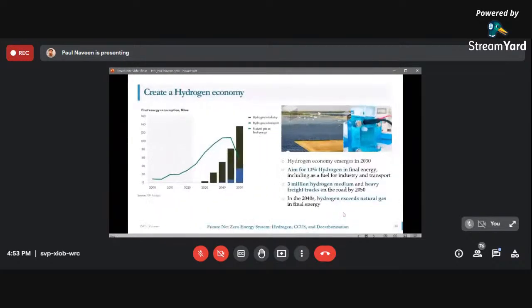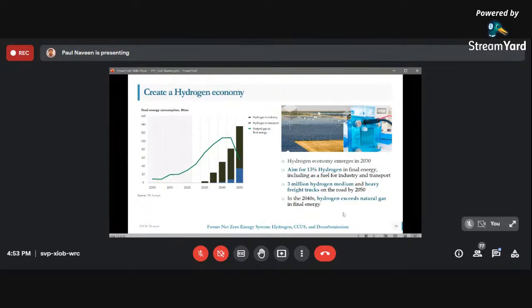So we know that the energy sector is going to increase. And you can also see in this graph that we can adopt a hydrogen economy. Down the line, hydrogen can be used as an alternative fuel to the fuels we use today, like hydrogen-fueled vehicles. In 2040, it is expected that 3 million hydrogen medium and heavy-duty trucks can be on the roads by 2050. So much progression is taking place towards this hydrogen economy, adopting hydrogen as an alternative fuel.